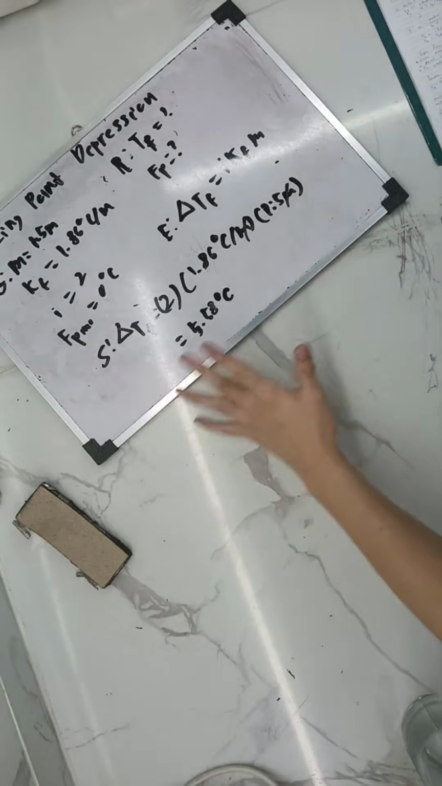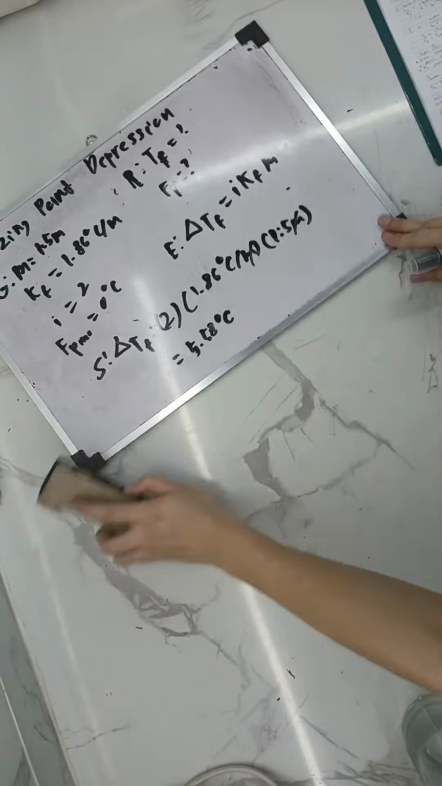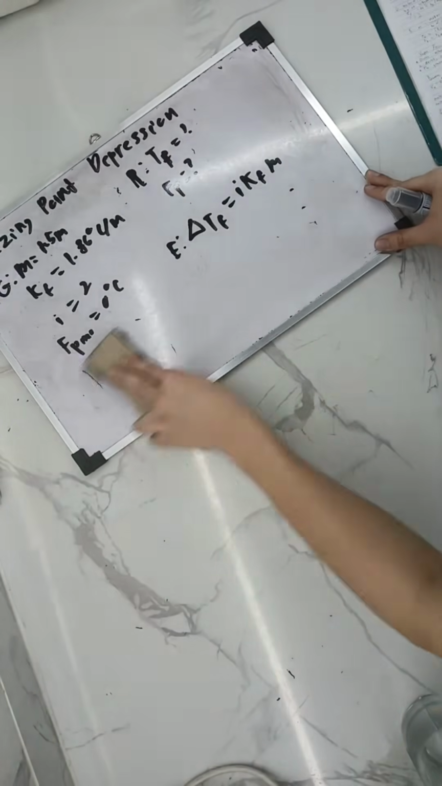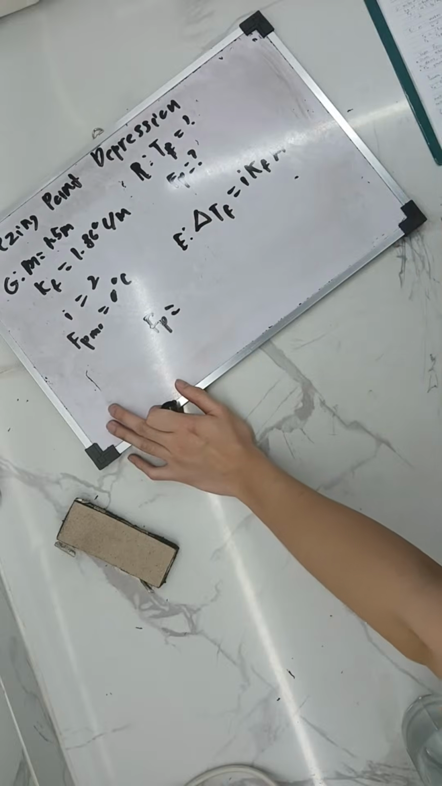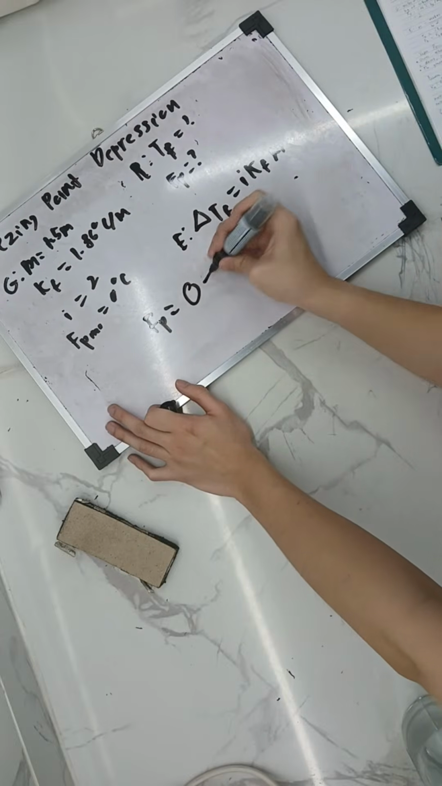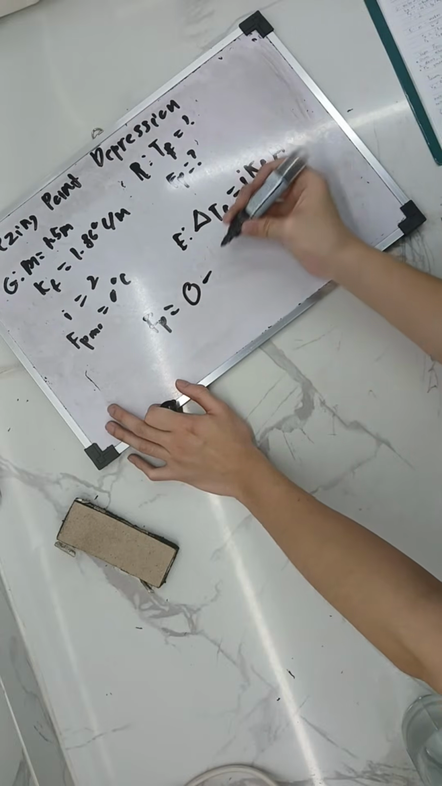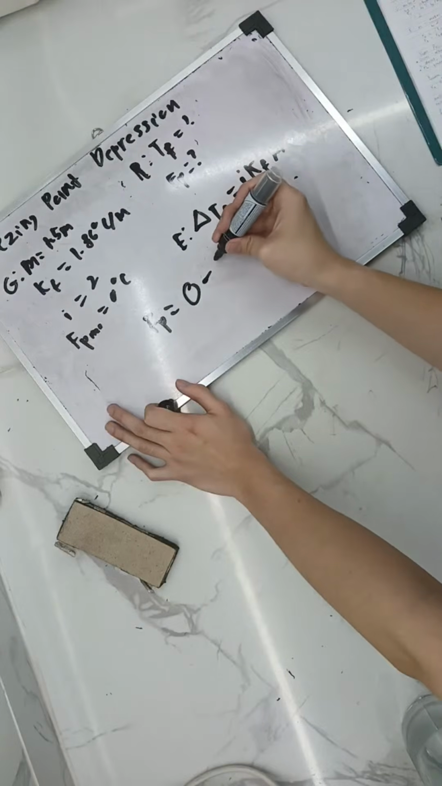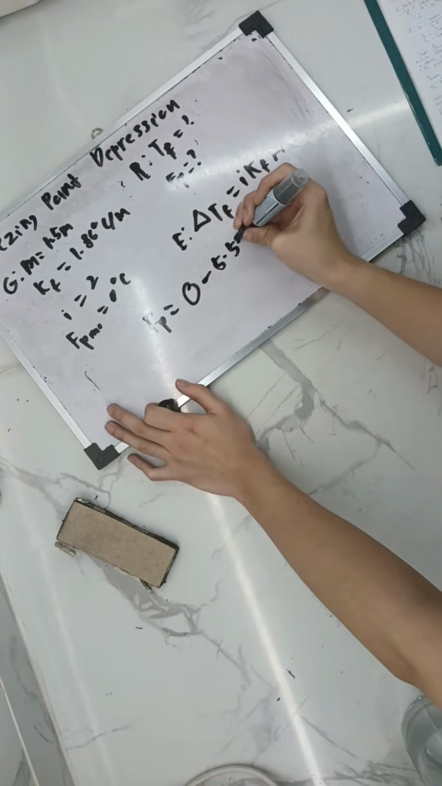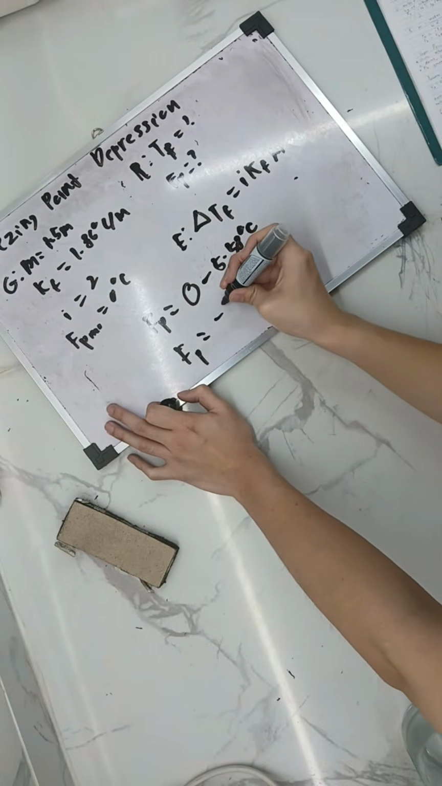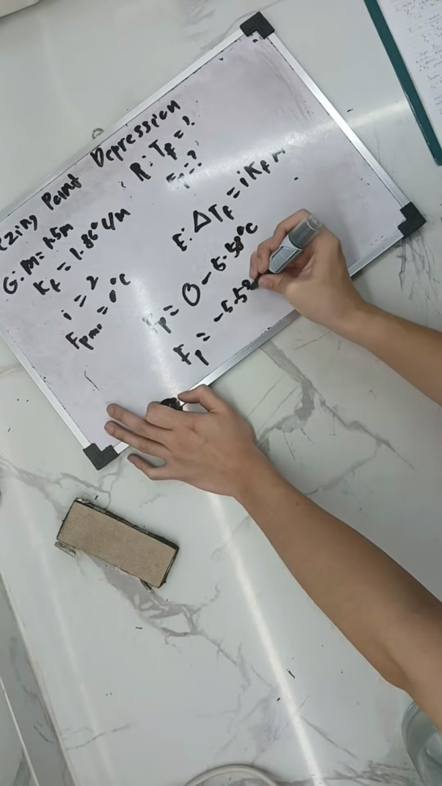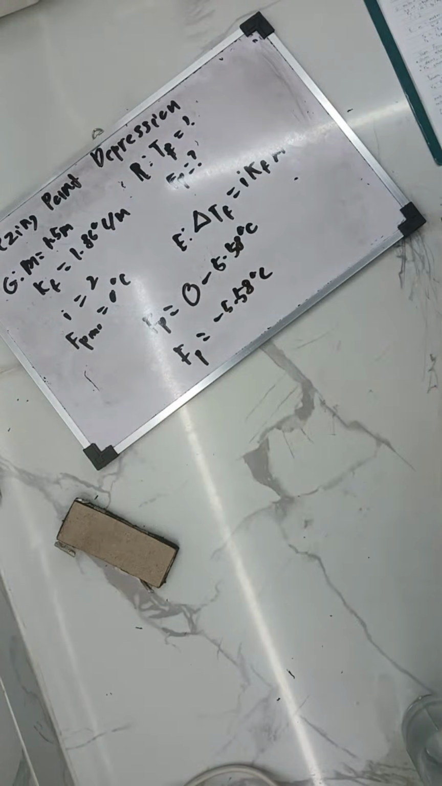Now that we have the freezing point depression, or the change in freezing point, we're simply going to find the freezing point of the new solution by doing this. It's equal to the freezing point of water, which is 0, minus the change, which is 5.58 degrees Celsius. Meaning that our new freezing point is equal to negative 5.58 degrees Celsius. Just like that. So that is how you find your freezing point depression.